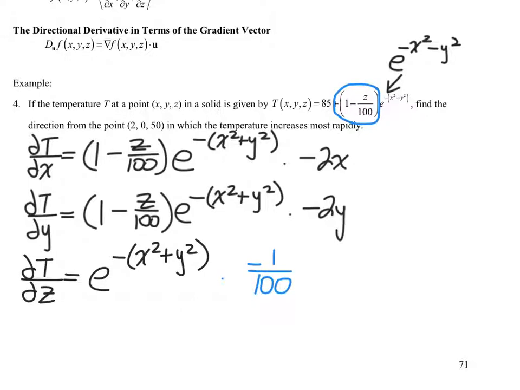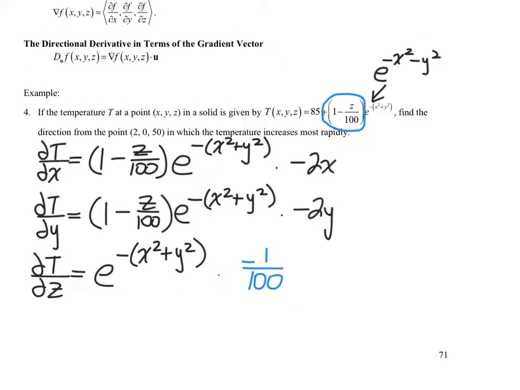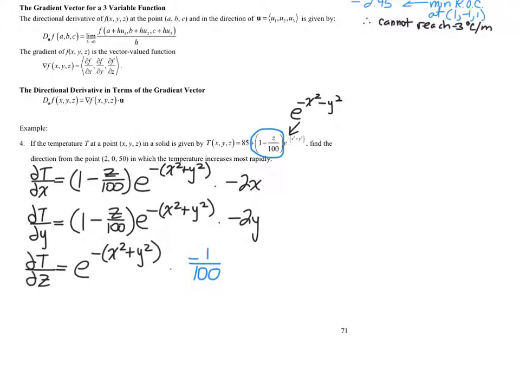All right, so we have all our partials. Now we just have to evaluate it all, because it says from the point 2, 0, 50. So I could write the gradient vector if I wanted to, but it's a matter of just writing all of this i plus all of this j plus all of this k. That sounds like fun, only to substitute in after the fact. So why not just substitute in first and then go from there? So partial with respect to x. This is happening for 2, 0, 50.